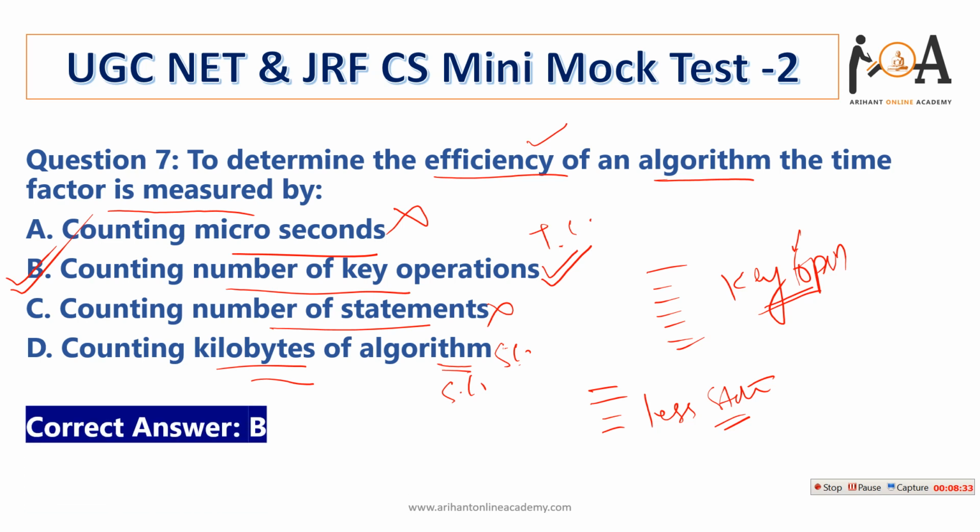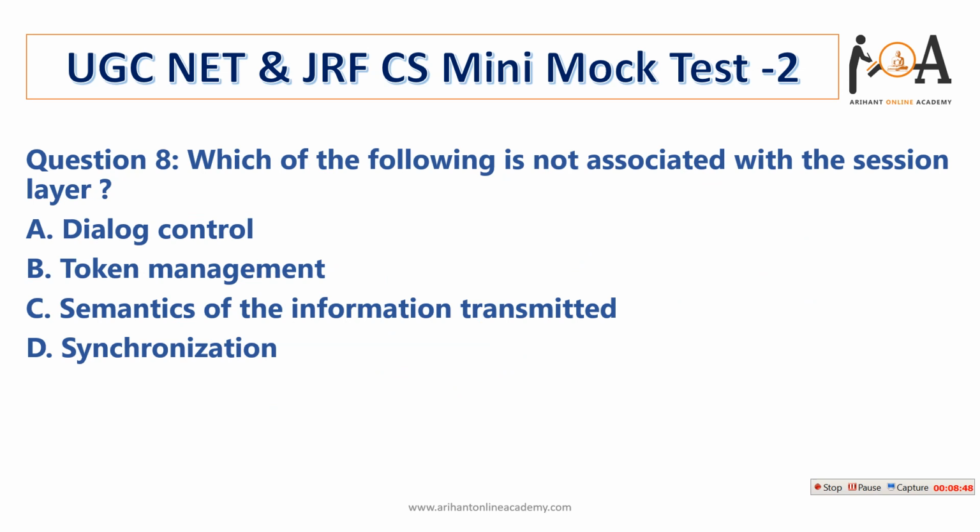So option B is the correct answer, that by counting the number of key operations, the efficiency of an algorithm will be defined. For memory purposes we define space complexity, and efficiency is basically talked about in time complexity. So option B is the right answer.